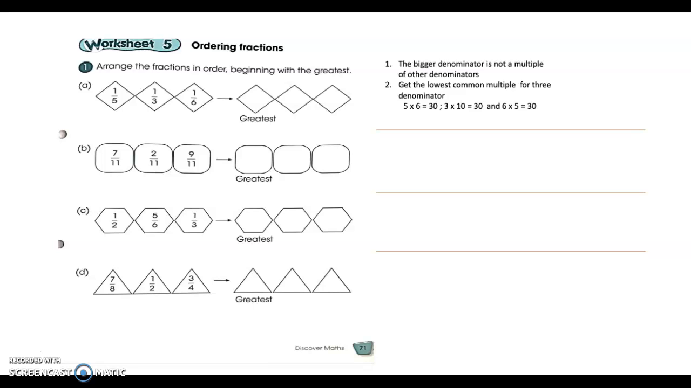Now see, I found out 5 times 6 I got 30, and 3 times 10 I got 30, and 6 times 5 I got 30. That means 30 is their common multiple. Okay, so that's how we make the denominators same. Now this is an easy way to get the lowest common multiple. In math we call it LCM, right? This is an easy way to find out LCM.